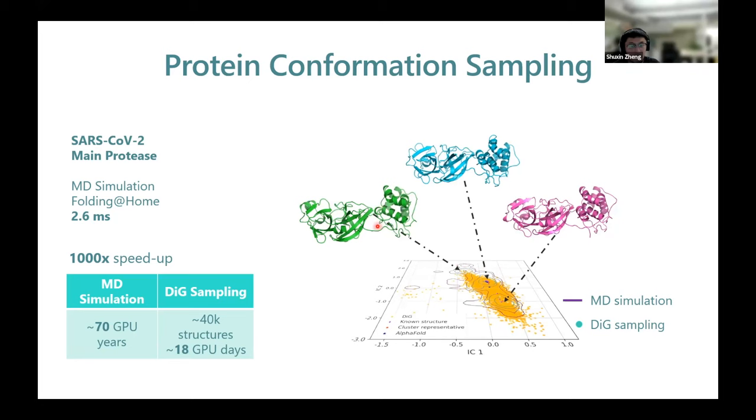And we simply project it by TICA into two dimensions to draw this contour map according to the density. And we use DIG, Distributional Graphormer, to sample the conformations of the main protease. We only use 18 GPU days. We can sample conformations to recover about 17% of this distribution. And we can also cover these three peaks or valleys or states of the main protease, using only 18 GPU days.